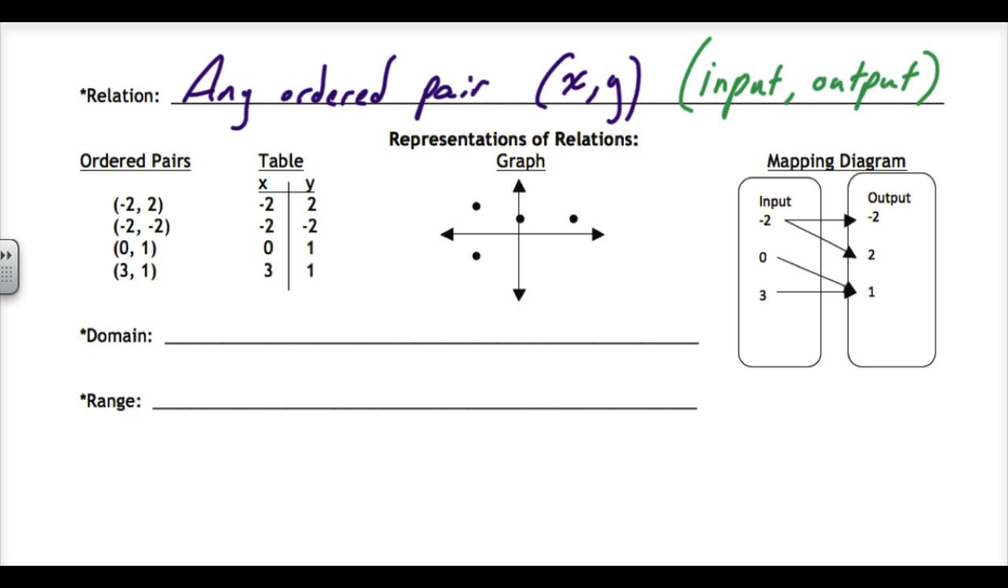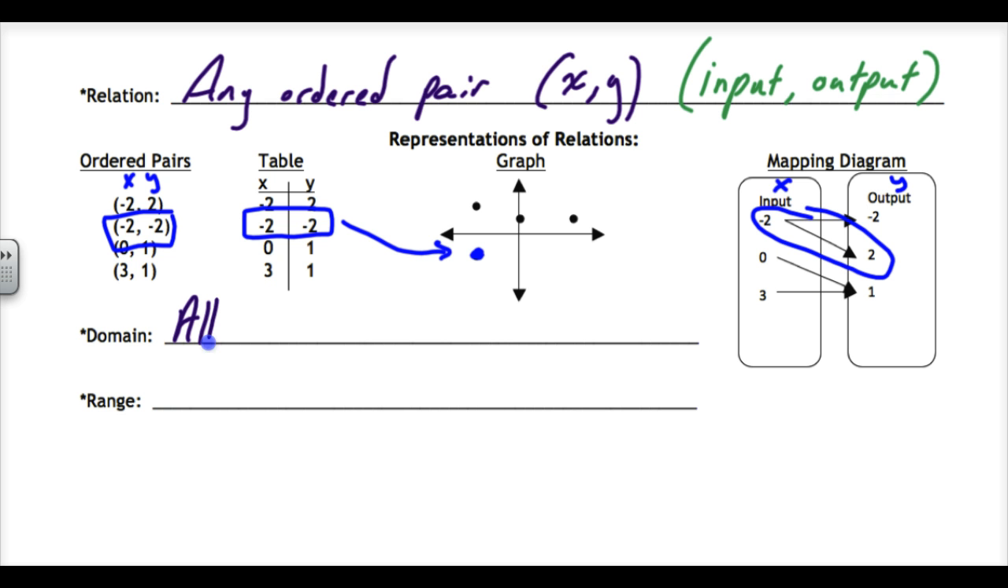And we see these all the time. An ordered pair is a relation. So if you took an x and a y value, those are all relations. So we can focus on just one, (-2, 2). And we can translate that into a table where we have -2, 2. We can translate it into a graph. We can even translate these into mapping diagrams where your input is your x and your output is y. And we see an input is -2, the output is 2. We see these all the time.